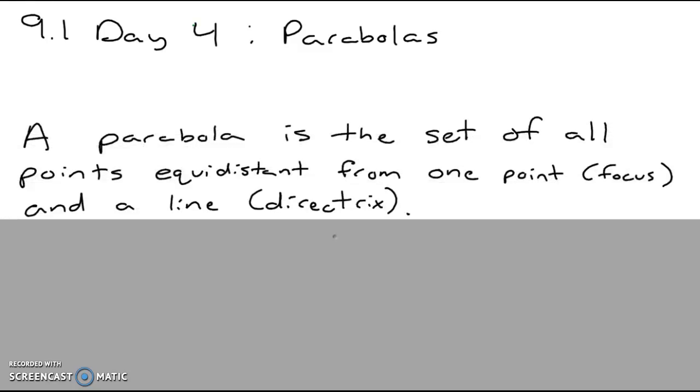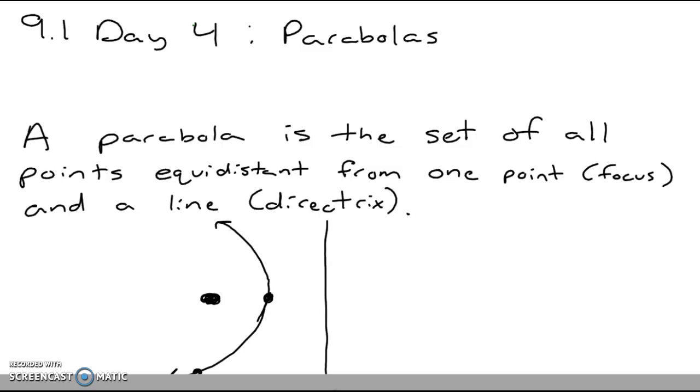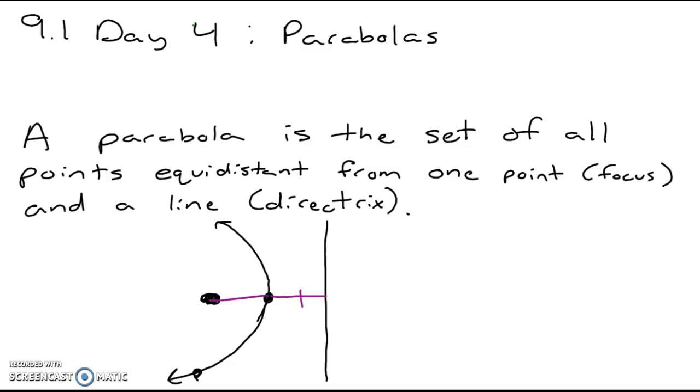The first thing you need to know is that a parabola is the set of all points equidistant from one point, the focus, and a line, which we call the directrix. Down here we have an image of a parabola, and all of these points would have the exact same distance from this line, the directrix, and this point, the focus. I drew this by hand, so it's going to have some flaws, but it's pretty close.